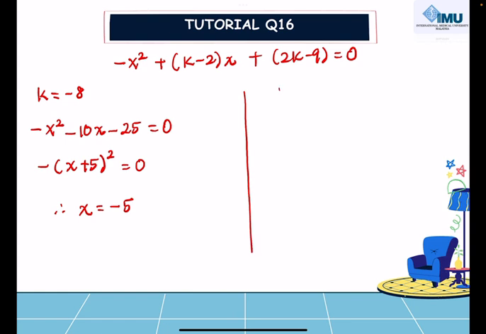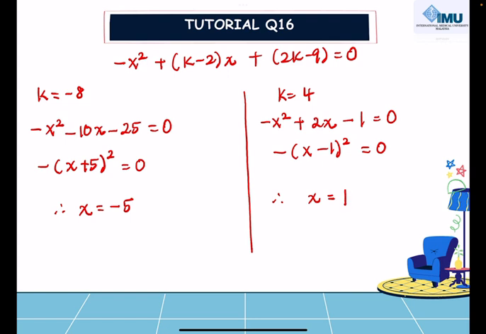Meanwhile, when k equals 4, you will obtain the quadratic equation of negative x squared plus 2x minus 1 equals 0. Factorizing this equation, you will obtain negative (x minus 1) squared equals 0. At the end of the day, you will obtain x equals 1. That's all for part A.